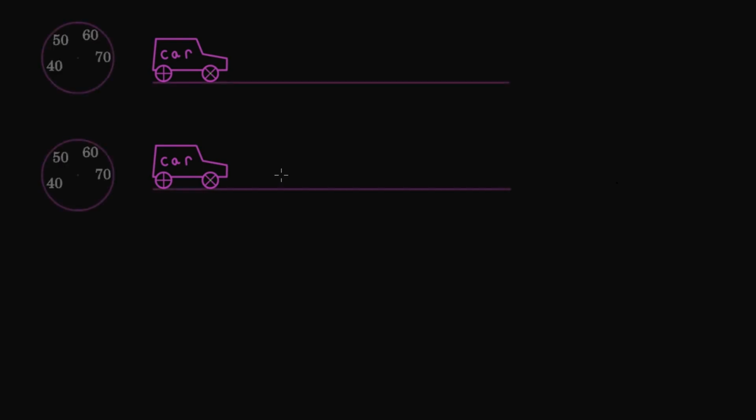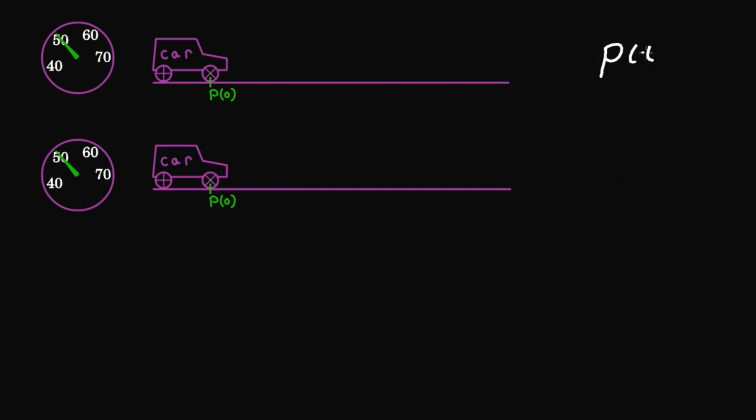Now we'll have two cars, and let's give them each their own speedometer. And initially, let's assume that each car is traveling 50 miles per hour. Let's call their starting position P of 0 in both cases. But I want the function P of t to be the position of the top car. So P of t corresponds to the position of the top car.